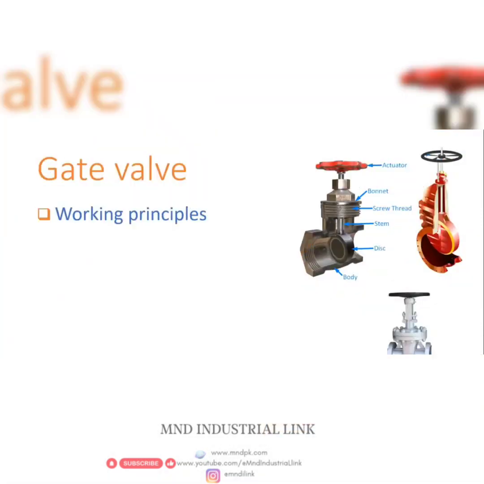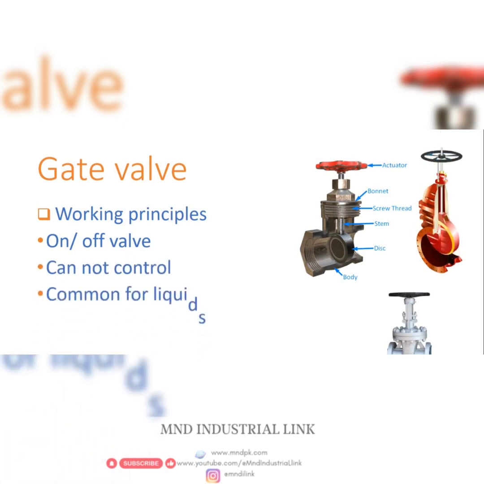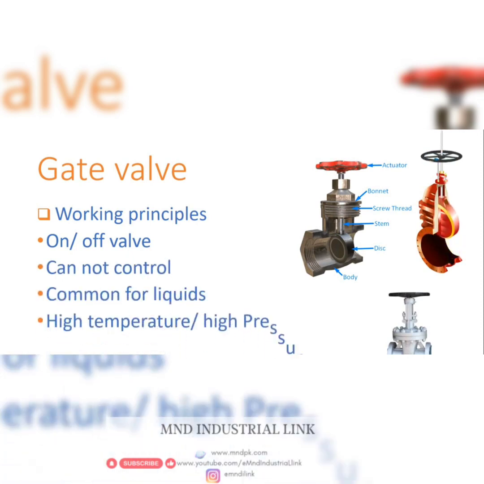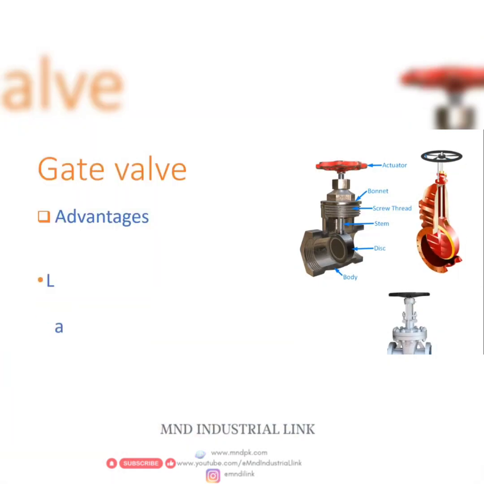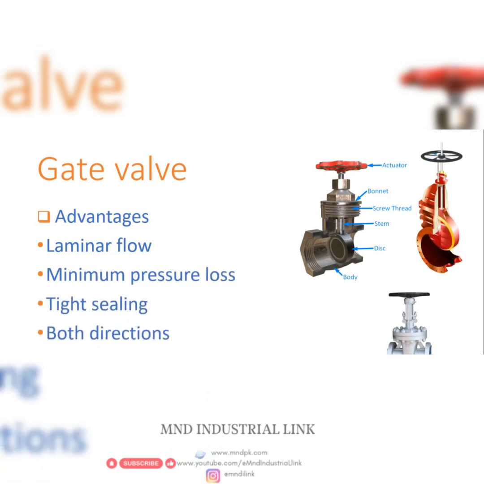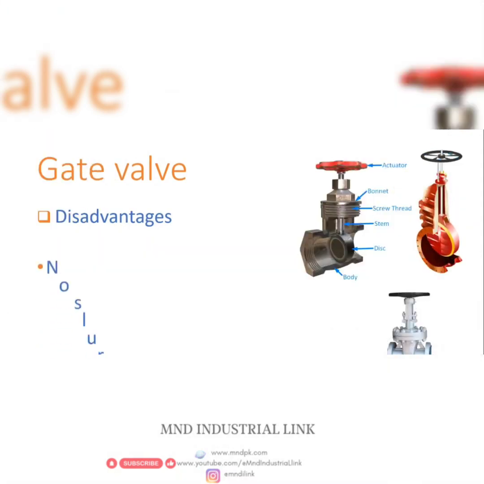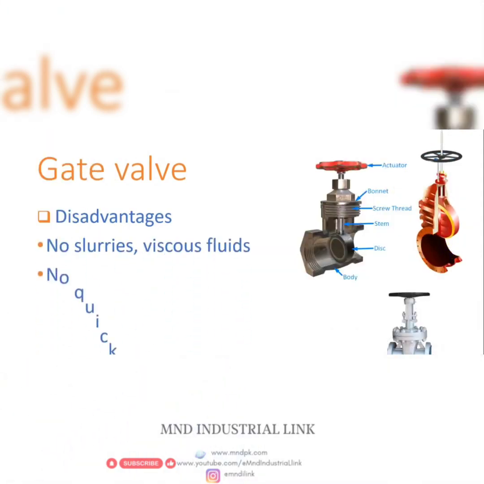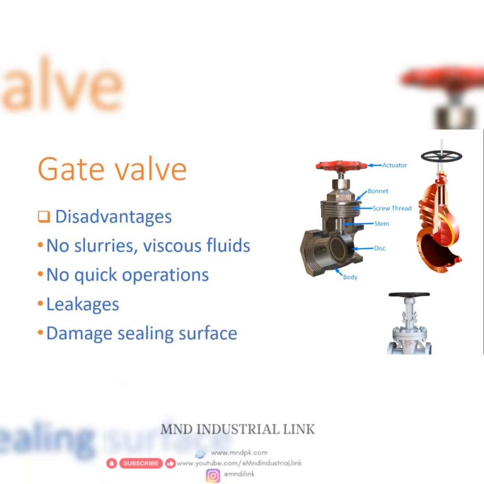Gate valve working principle. It applies only to on-off applications and is moved by a stem perpendicular to the direction of flow, and it cannot regulate or control the flow. Commonly used for liquids and suitable for high temperature and high pressure applications. Advantages: it provides laminar flow giving minimum pressure loss when fully open, and tight sealing when fully closed, and it is also possible to use in both directions. Disadvantages: a gate valve cannot deal with slurries or viscous fluids and cannot operate quickly. Sometimes leakages may occur due to load, and sealing surfaces get damaged due to friction.